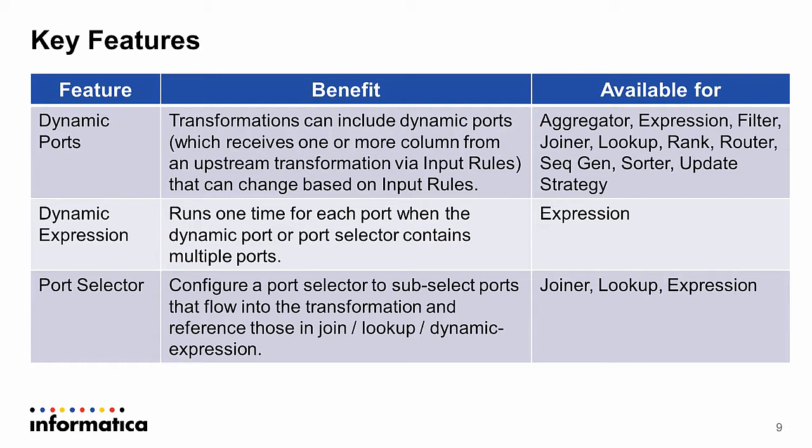Port selector is pretty interesting, because what I can do is, if I have ports for joiner, lookup, or even dynamic expression, I can define which ports will be used as my join condition, right? So if I'm joining 2 tables, I can identify that 3 of the ports will always be used, always look for these particular ports and do a join condition on these ports. Same thing with the lookup transformation.